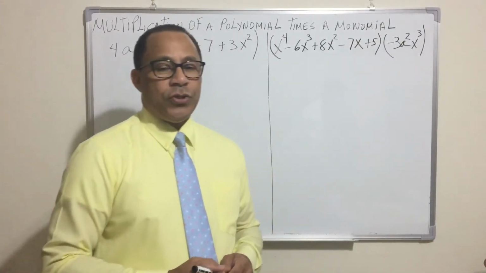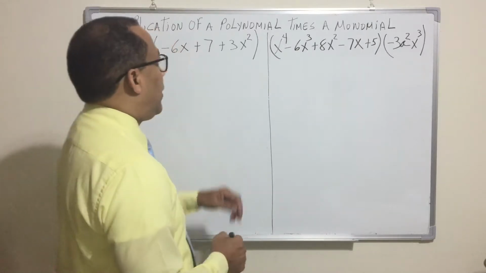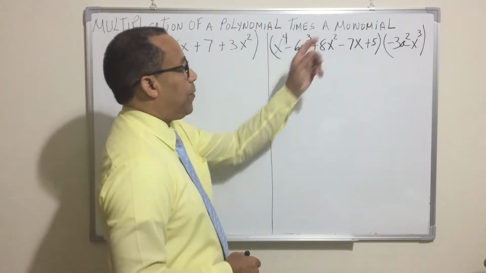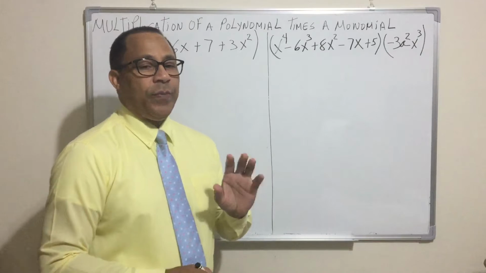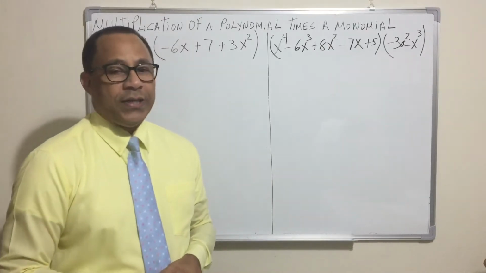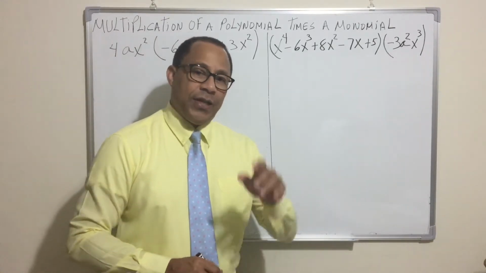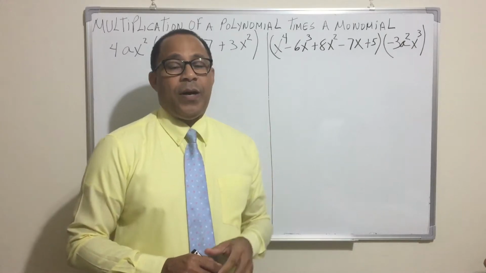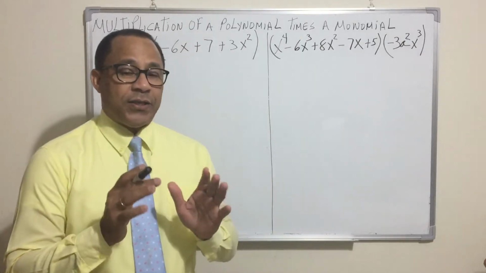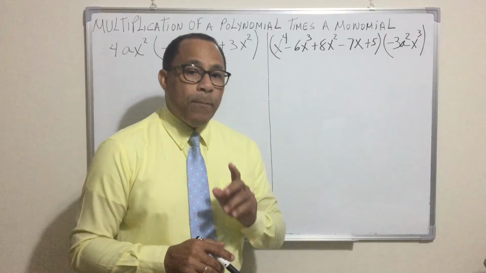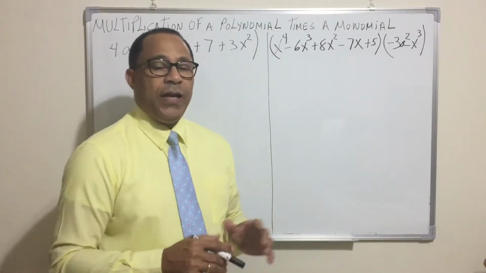Today, we are going to show the multiplication of a polynomial times a monomial. A quick reminder, a monomial is an algebraic expression that contains only one term. A polynomial is an algebraic expression that contains more than one term. Let's identify them.